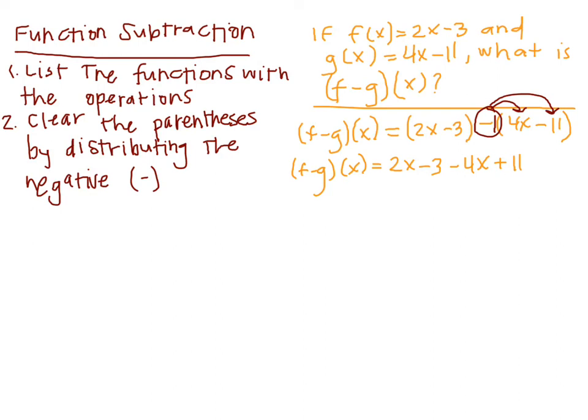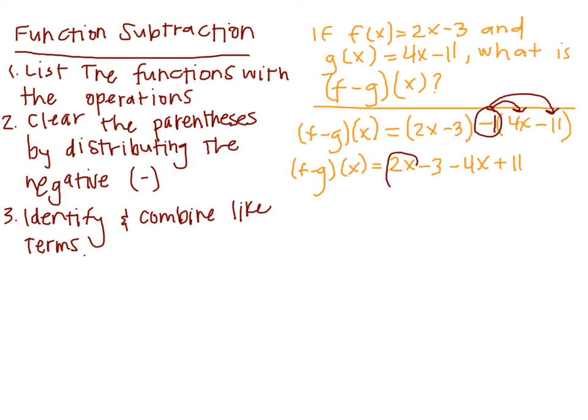Next thing I'm going to do is identify and combine like terms. And really the rest of this is going to be the same as the rest of our first example. So we have 2x and negative 4x, and then we have the constants negative 3 and 11. Those are the like terms. When we combine them together, we have f minus g of x equals, the x terms are 2x minus 4x, and the constants are negative 3 plus 11.